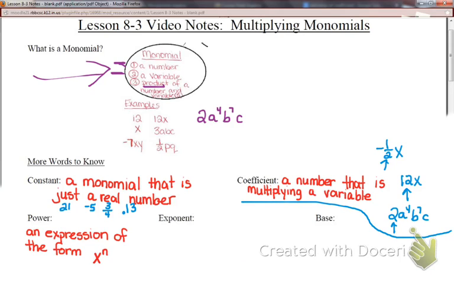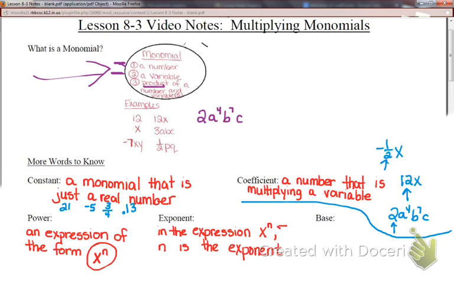Okay, let's move on to the other three words. They're all very closely related. A power is really the entire expression when we have an exponent and a base. So when you have an expression of the form x to the n, this entire expression is what the power is. So it's that whole thing. Then when we talk about the exponent, you refer to the power. In the expression x to the n, which that entire thing is a power, the n is the exponent. And I think you guys know that.